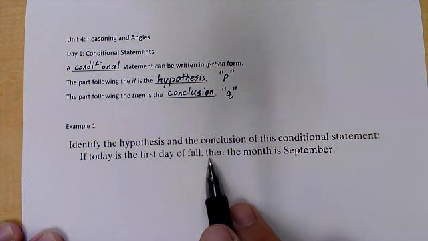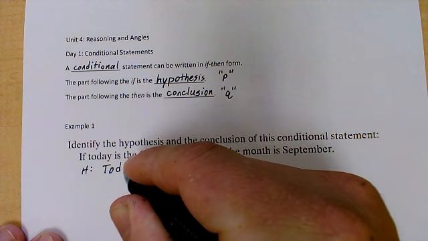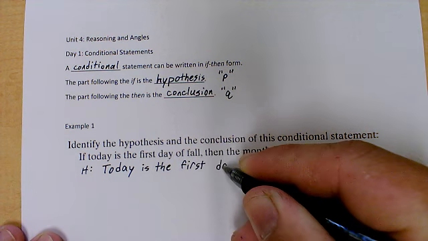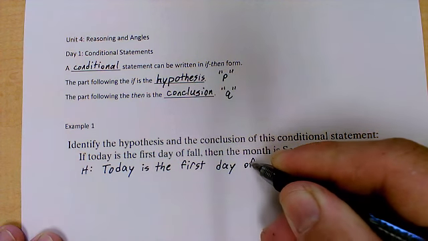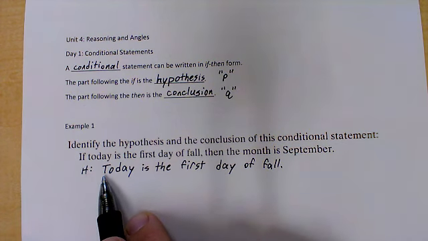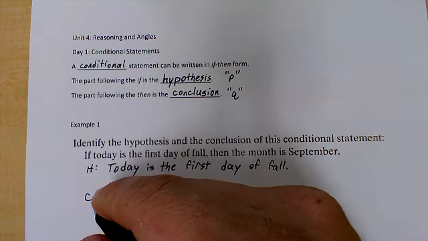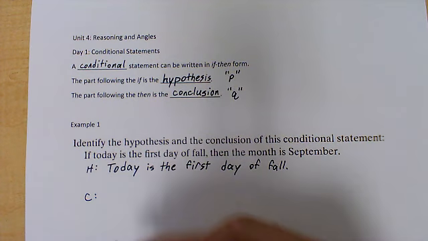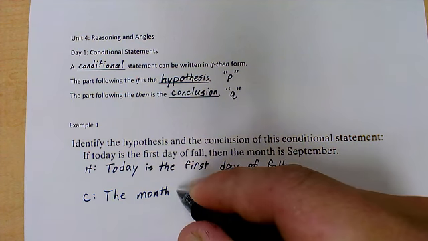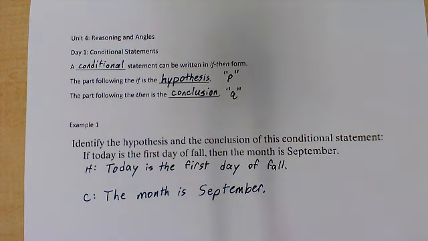If today is the first day of fall, then the month is September. Well, my hypothesis would be the complete sentence, today is the first day of fall, with a period. You do need to make it a complete sentence. I will point out the punctuation. Also, you never want to use a pronoun. Here's your subject. Moving on to the conclusion, the month is September. That's the result. Good bit of writing on this lesson. All right.